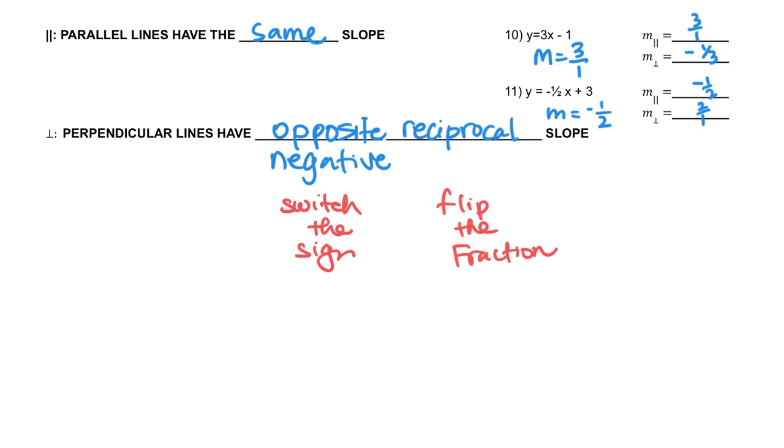You can always check, because if you multiply these two numbers together, you can use your calculator, you should get a product of negative 1. That would let you know you did it correctly.